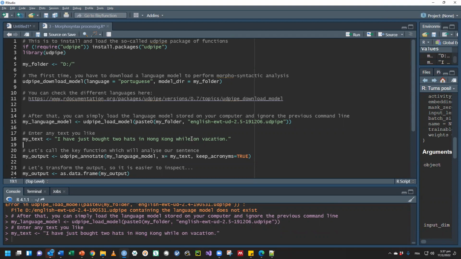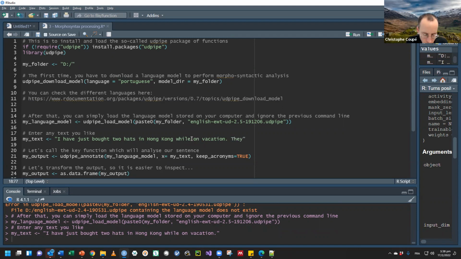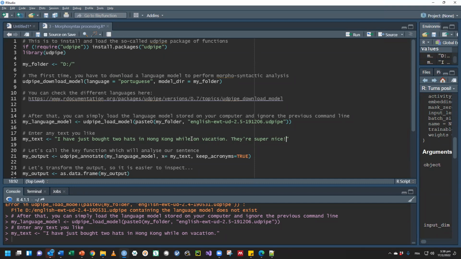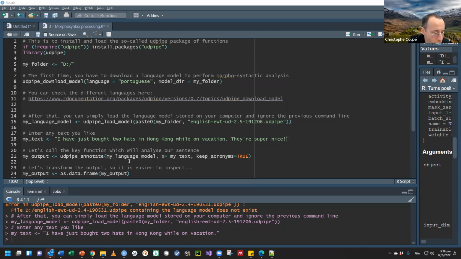And you see what I wrote? I have just bought 2 hats in Hong Kong while on vacation. Just whatever sentence you want in English. And you can have several sentences. It's okay. They're super nice. Okay, I bought 2 hats. They are super nice. So what I want now, I have my language model for English. I have the text I want to analyze. What I need to do is conduct the morphosyntactic parsing.